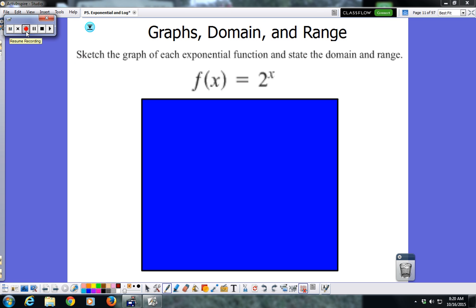Okay, let's think about graphs of exponential functions. If you think real hard, you might have an idea what these graphs would look like. If I want to graph y equals 2 to the x power, well, first off, think about intercepts. What's my y-intercept going to be? Somebody tell me, please.